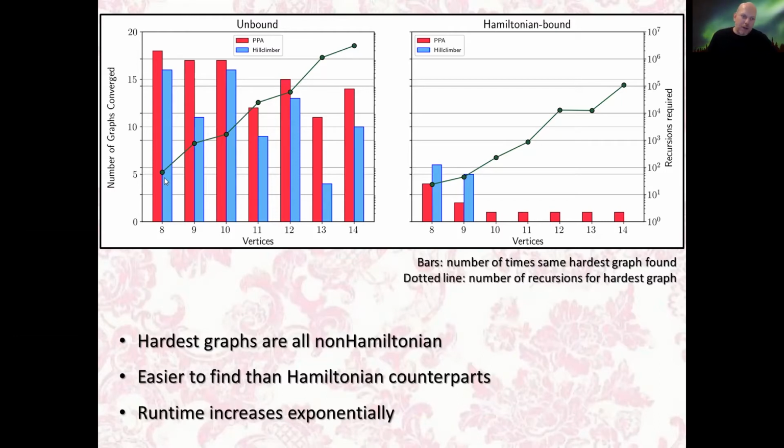And then the number of iterations, which is the number of recursions required, which is this nice wobbly line here, shows a very, very regular exponentially increasing trend. This is logarithmic scale again. It also does for the Hamiltonian bound experiment, but it's a little messier. And all in all, it just doesn't look very converged, right?